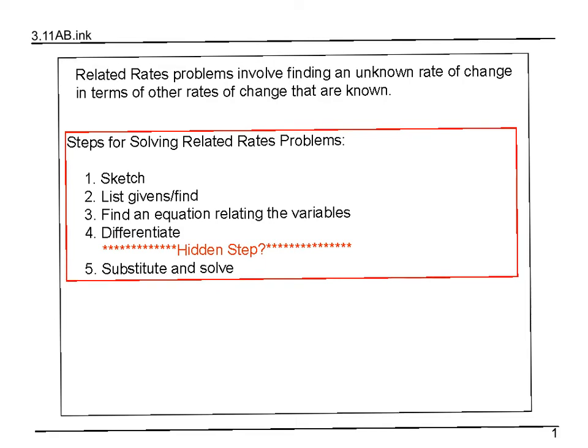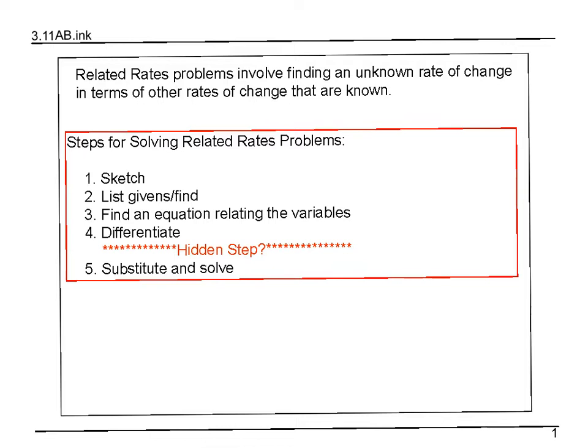Hello everybody. Last section in chapter 3, related rates. It's tying together, of course, some 3.4 and 3.5 a little bit, but it's also bringing in implicit differentiation. So we're looking to derive with respect to different variables, essentially. Related rates problems involve finding an unknown rate of change in terms of other rates of change that are known. So, steps.